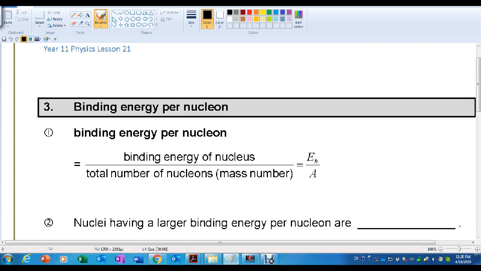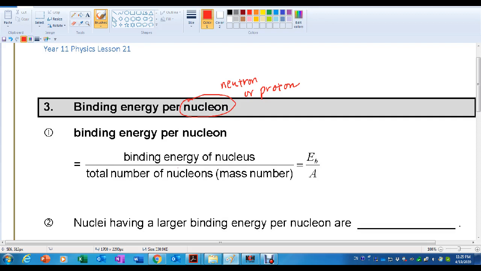Okay, so let's first define what we mean by nucleon. If you still remember, nucleon means neutron or proton, right? So that means all the essential particles in a nucleus, they call nucleon. In a nucleus, we have neutrons and protons, and they stick together, and we need to apply binding energy to separate them.